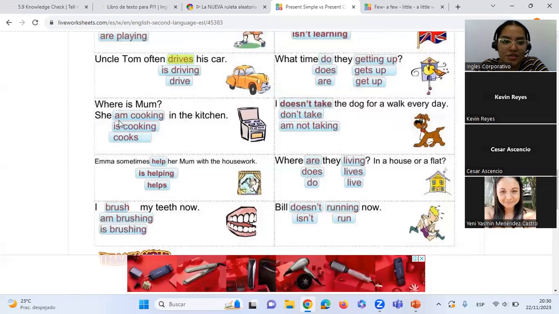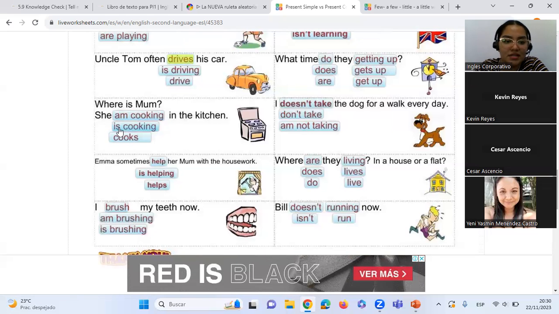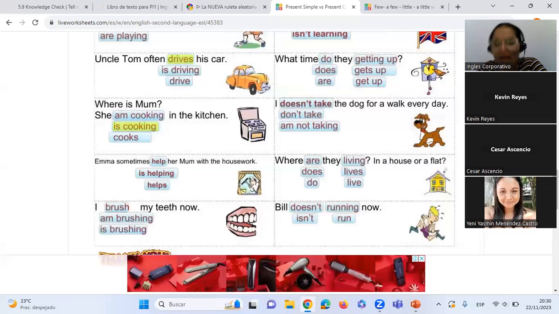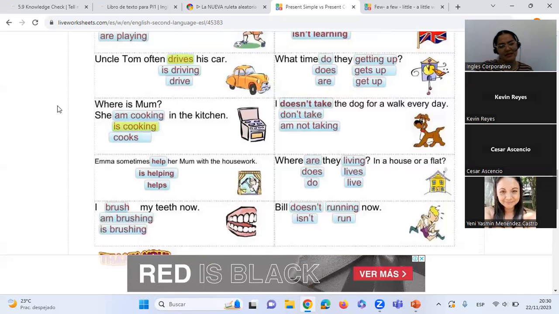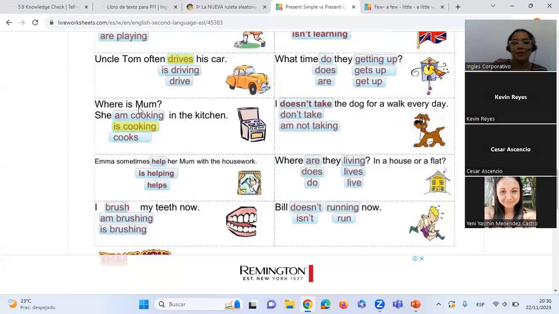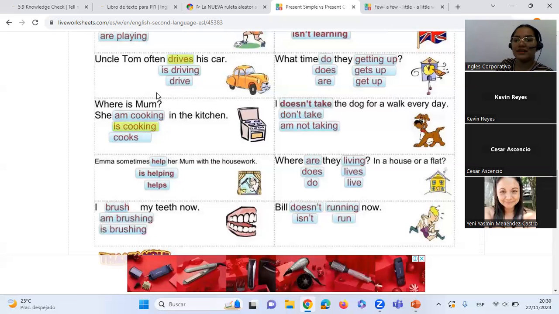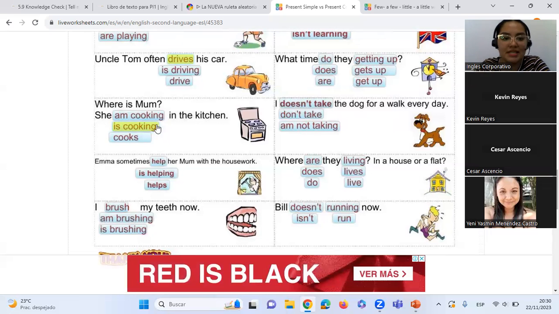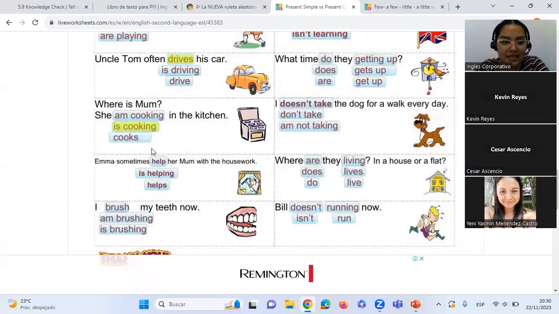She cooking in the kitchen. Cooks. Are you really, is really cooking. Sure? Is cooking. And why, Kevin? What do you think? At the moment, está cocinando. Moment, right? Ajá, muy bien. Porque está diciendo en el momento, where is mom? Okay, la está buscando. She is cooking in the kitchen.